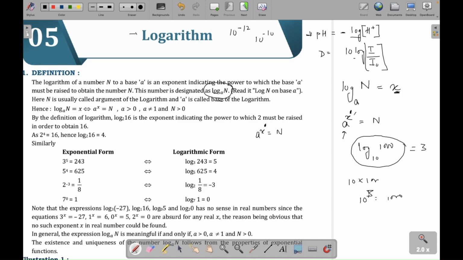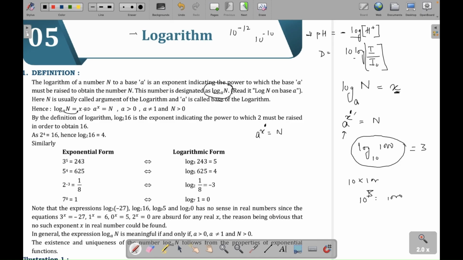So log n to the base a is equal to x. You are assuming that, let this be equal to x, which means that a to the power x must be n. Right? How we think of this is just take this here.